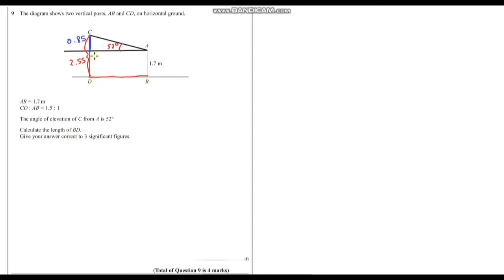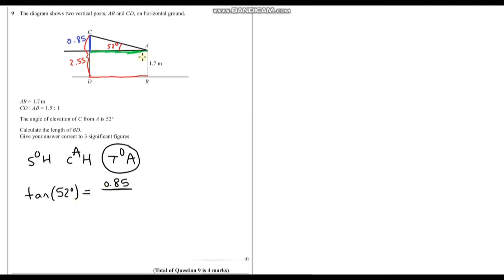We can calculate BD, whichever one you want to call it. We can calculate this length using trigonometry. And I always like to write SOHCAHTOA to help me. So which trig function are we going to use? Well, if this is our angle, this is the opposite side length and this is the adjacent side length. The one that uses the opposite and the adjacent is TOA, or tan. So let's write this down. The tan of our angle, which is 52 degrees, is equal to the opposite, 0.85, divided by the adjacent, which we don't know. That's what we're trying to work out, which is BD.